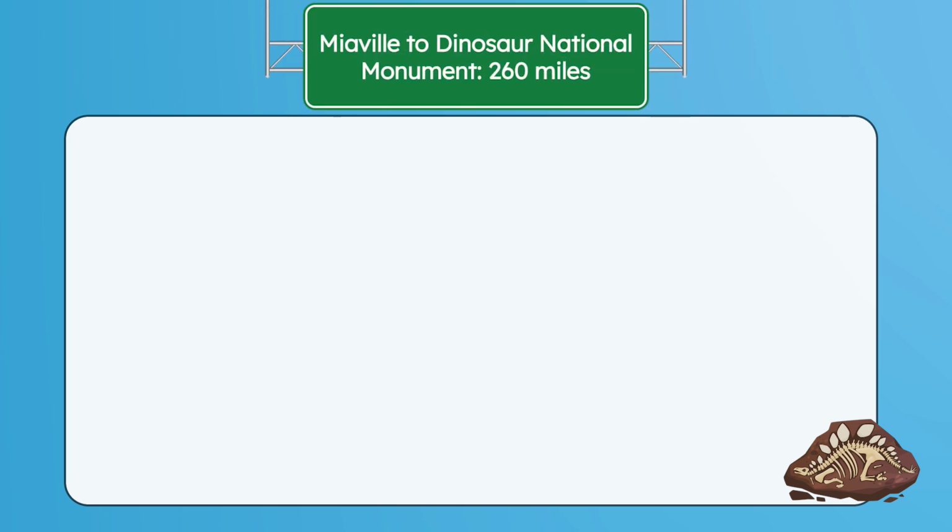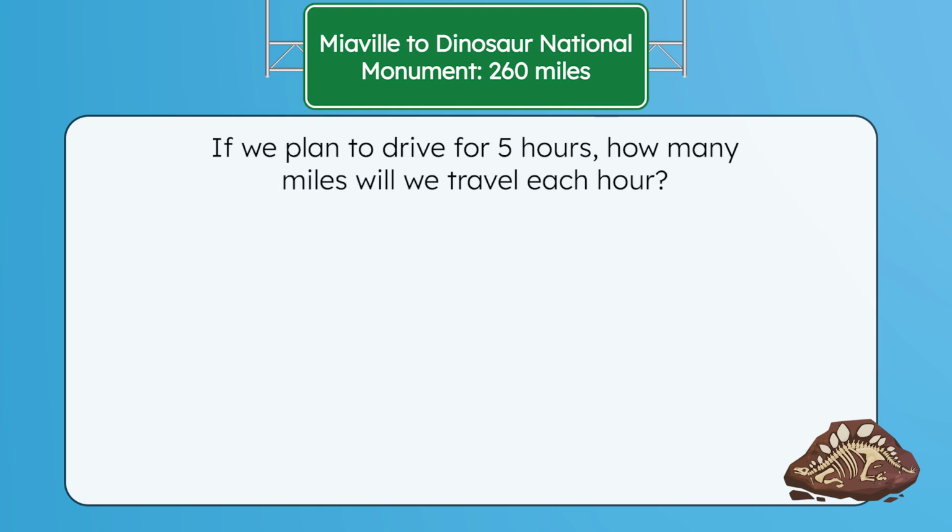Try using the partial quotient strategy to solve this part of our trip. We'll be driving 260 miles from Miaville to Dinosaur National Monument. If we plan to drive for 5 hours, how many miles will we travel each hour? We need to divide 260 by 5. And we can use the partial quotient strategy with the long division symbol.